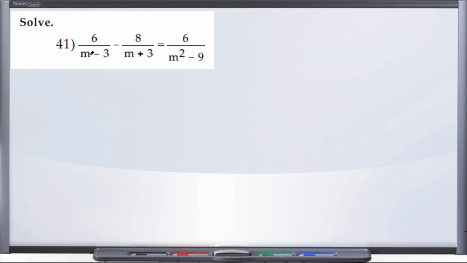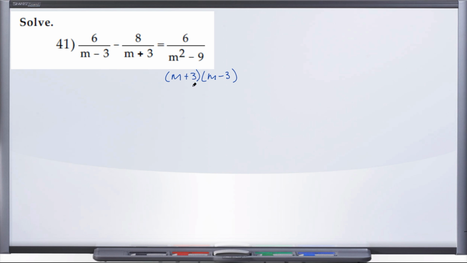So m minus 3 can't be factored any further. M plus 3 can't be factored any further. But m squared minus 9, well, that's the difference of two squares, isn't it? So we can factor that into m plus 3, m minus 3. And so you'll notice that here, the denominator consists of both of the unique factors from the left side of our equal sign, doesn't it?